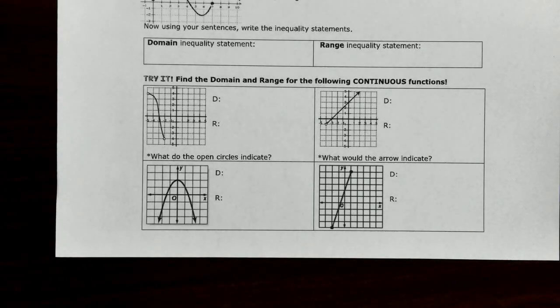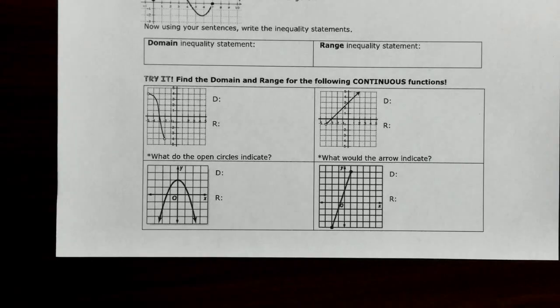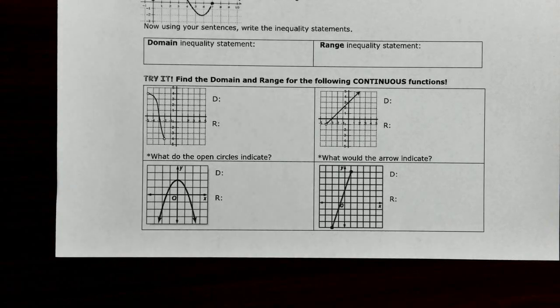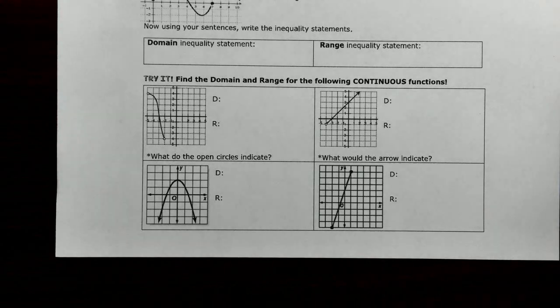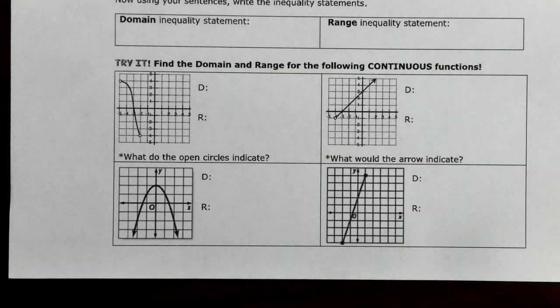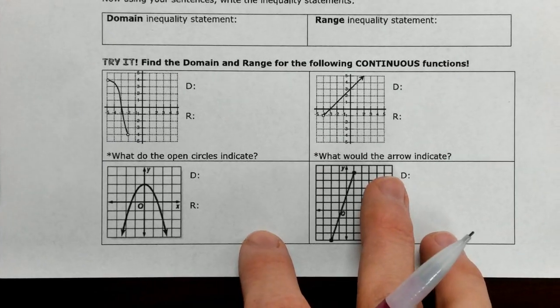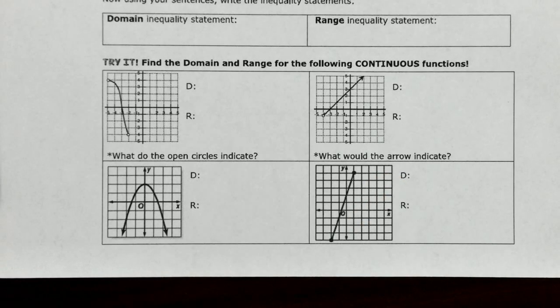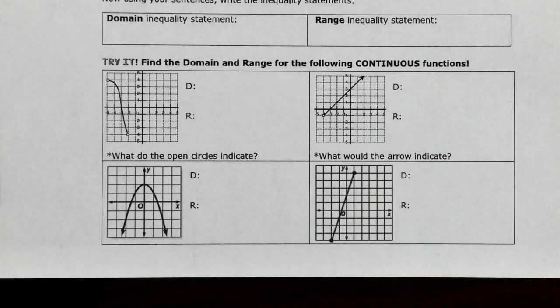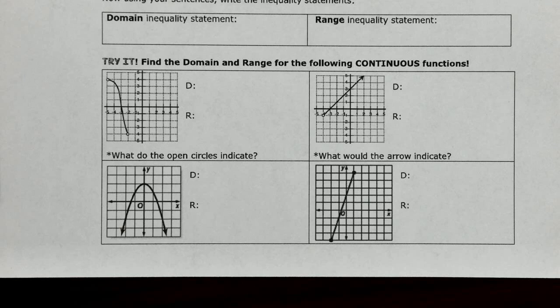Alright, so again, let's go back to the first notes. We're looking at the bottom 4. If you want to pull that up, if not, it's right here on the screen for you. We're looking at domain and range. All 4 of these are continuous functions. So I know right now that I'm going to write them as an inequality. For continuous functions, I always write as inequalities.